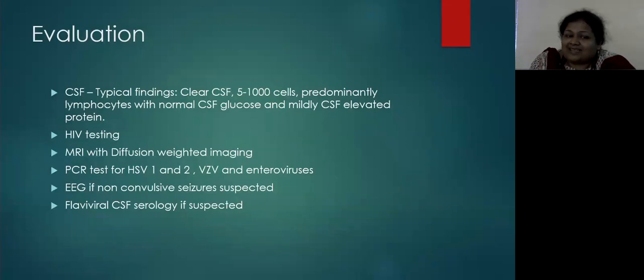CSF, very less cells will be there, but some cells will be there. Okay, predominantly lymphocytic with a near normal glucose and a mildly elevated protein. Make sure you do HIV testing. Encephalitis, you may have to do MRI if you want to really prove, and radiological imaging is better with MRI for an encephalitis. Okay, and HSV multiplex PCR, which you do. Mainly you're looking for HSV 1 and 2.